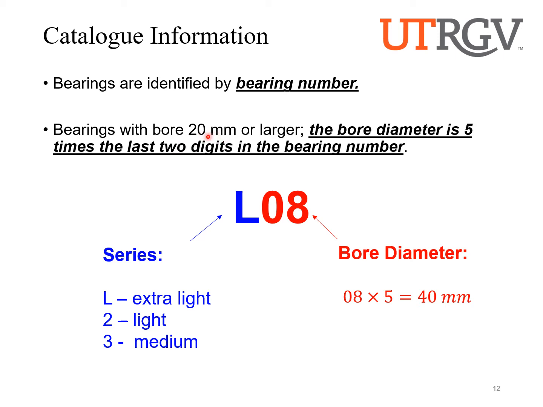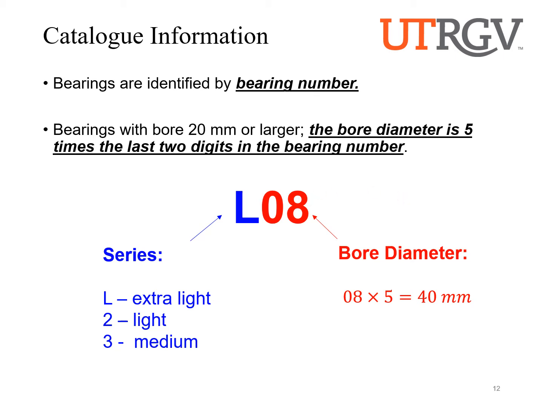So for any bearing with 20 millimeters or larger, the bore diameter is just going to be 5 times the last 2 digits. Or you can think of it in reverse. For example, if you need a bearing with a 50 millimeter diameter, you take that 50, divide by 5, and that gives you 10. So that would be a 10. If it was an extra light duty, then it would be an L10 bearing.